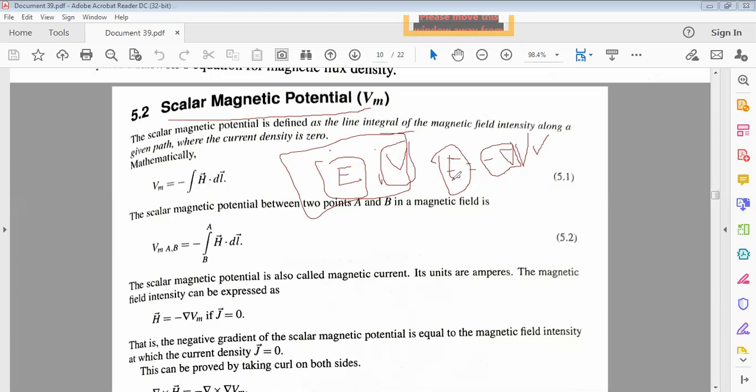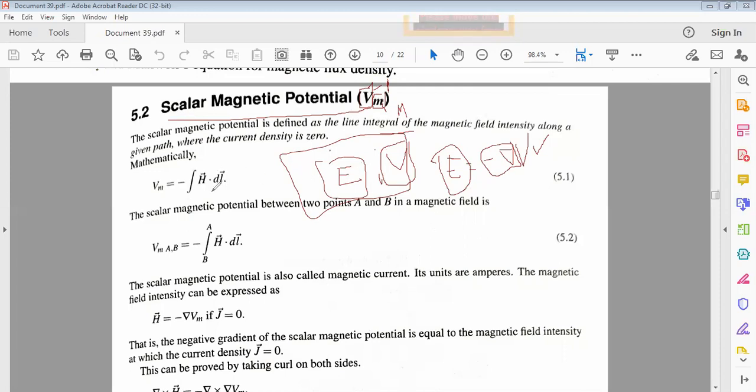Similar to this, magnetic potential is also the same. Here, to differentiate it from the electric potential, V is represented with the suffix M, where M denotes magnetic and V denotes potential. This is the magnetic potential, and this is a scalar quantity.